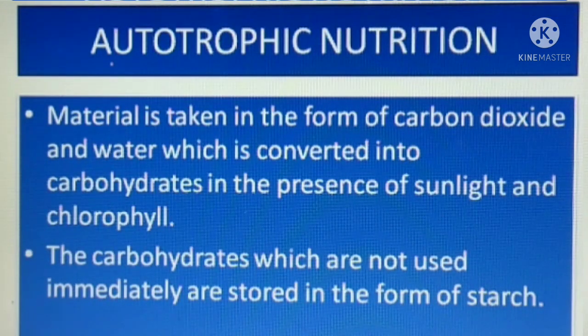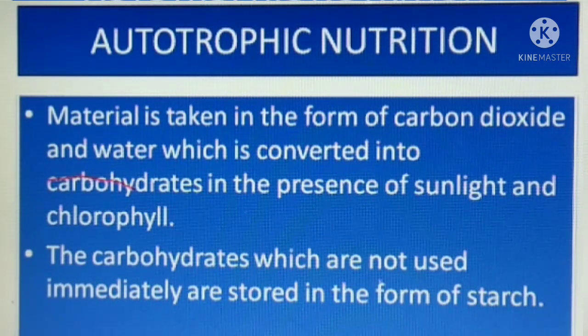Next, we are going to study autotrophic nutrition in detail. Material is taken in the form of carbon dioxide and water, which is converted to carbohydrate in the presence of sunlight and chlorophyll. So with the help of sunlight and chlorophyll pigment, the water and carbon dioxide are converted to what? Carbohydrate. And what will happen to this carbohydrate?